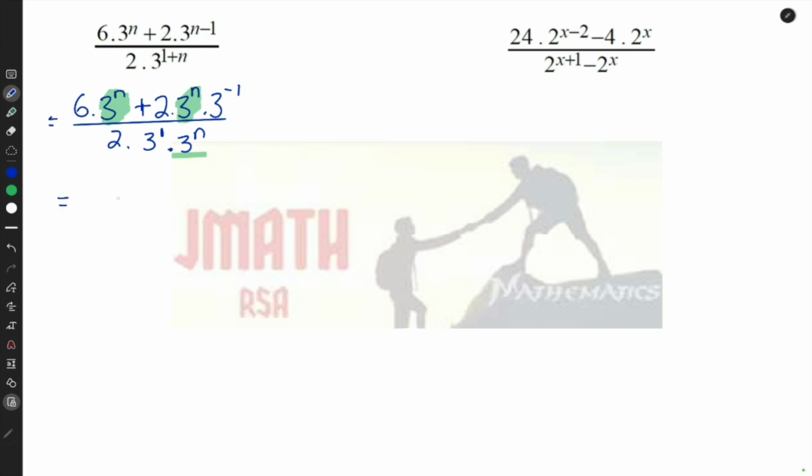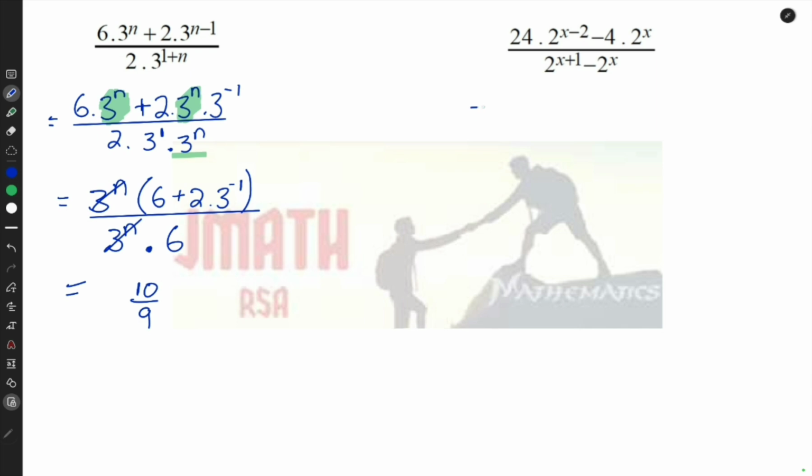So what I'm going to say is I take out 3 to the power n, open bracket, what's left is going to be 6 plus 2 times 3 to the power minus 1, and then all over that 2 times 3, I can say is a 6. Let's just first do that. So I am allowed to multiply them because they have the same exponent. So now I can cancel this out. And what's left is going to be, I'm just going to type it on my calculator. The answer is 10 over 9.